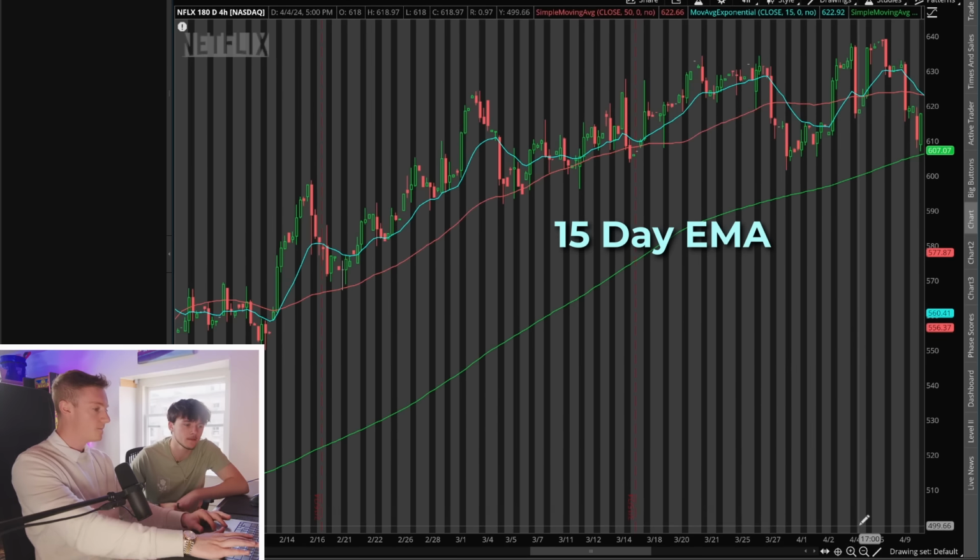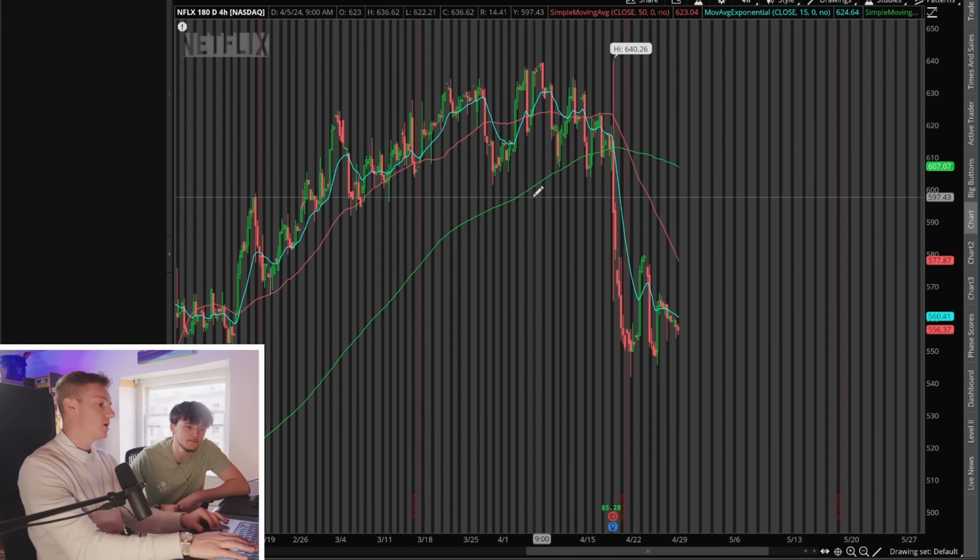Now, I want to talk about support and resistance, because these moving averages aren't only going to give us reference points. Reference points that we're going to identify on a chart are going to be in the form of support or resistance levels, which is what we'll do a lot of our trading around.